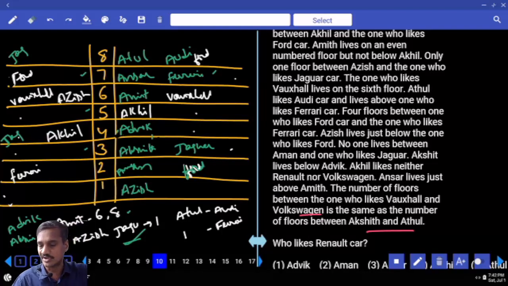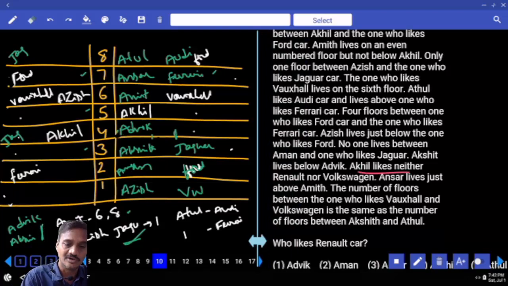Then the number between Akshit and Atul: how many persons are there? Akshit and Atul, 1, 2, 3, 4, and 4 in between Vauxhall and Volkswagen. 1, 2, 3, 4, Volkswagen is here. And if Volkswagen is here, now we are left with only two more cars. What are those two? Akhil likes neither Renault nor Volkswagen, so Renault is not liked by Akhil. And this is Renault. Now if this is Renault, the leftover car will be liked by this one.